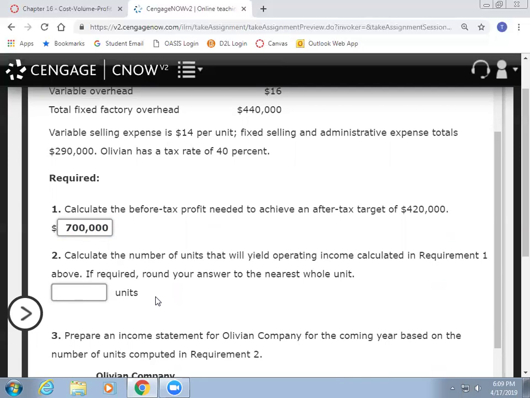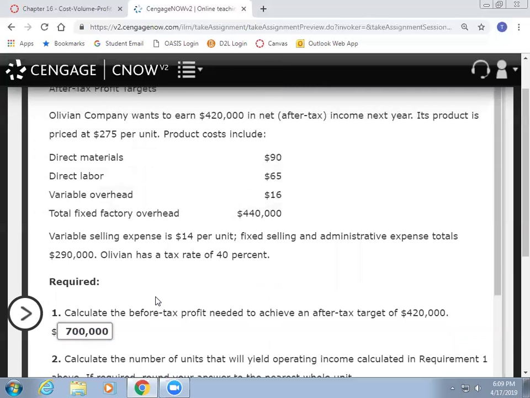So for our contribution margin, we know our price was $275, and then minus all of our variable costs. Then we have materials of 90, minus labor of 65, minus variable overhead of 16, minus variable selling of 14. Okay. So we actually have to calculate the contribution margin.